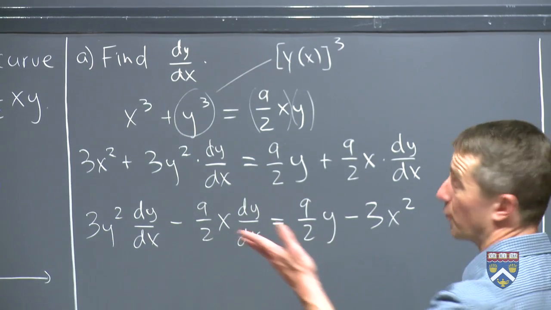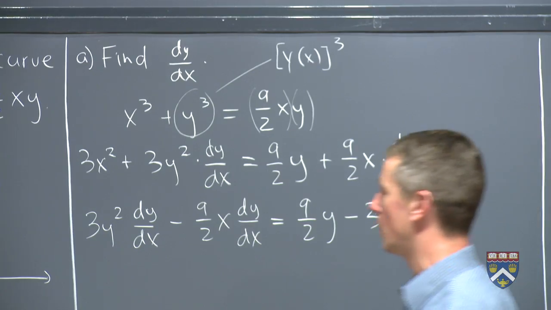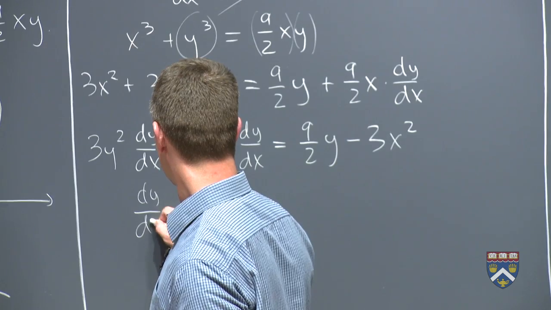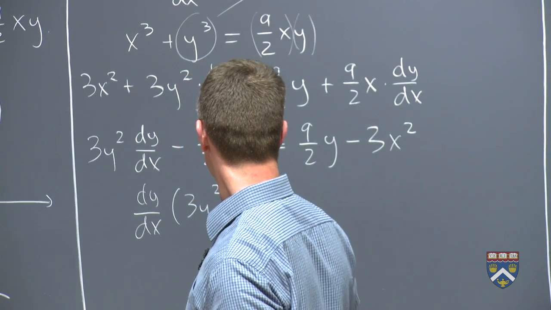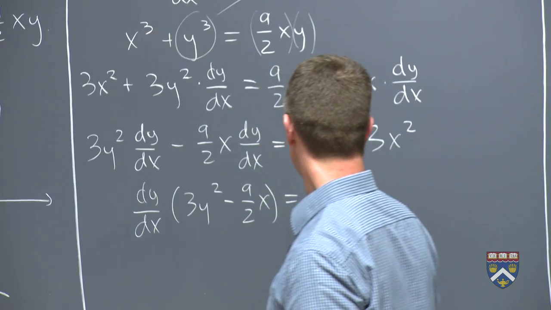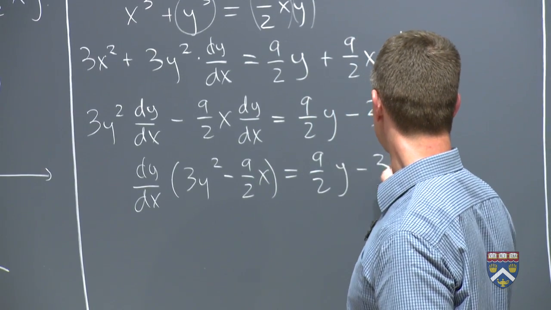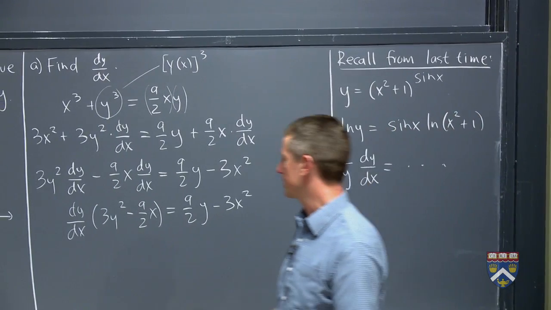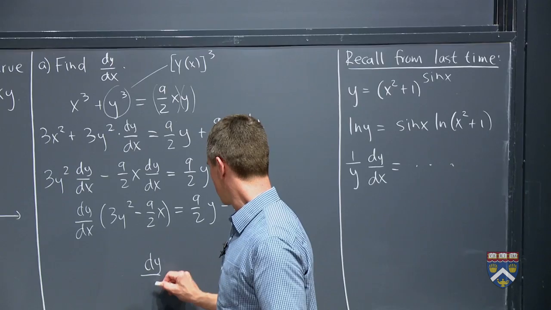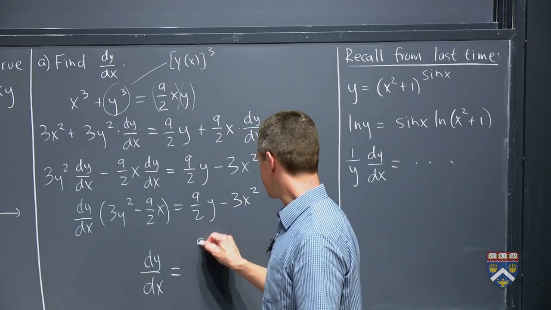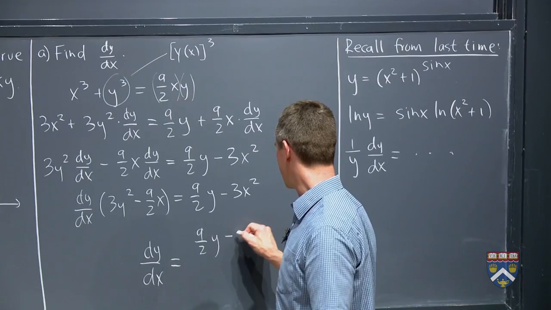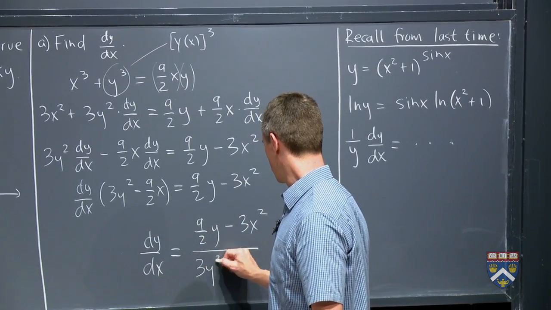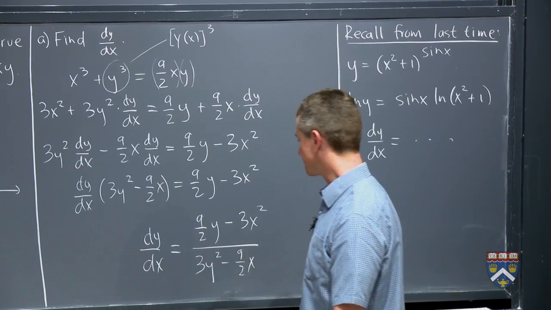So the next step would be, we don't really like to have two dy dx's. We'd like to have just a single one. And we can accomplish that by factoring. So we can write dy dx times 3y squared minus 9/2 x equals 9/2 y minus 3x squared. And now we're almost done. All we have to do is divide to get a formula for dy dx. So there's our derivative. dy dx equals 9/2 y minus 3x squared over 3y squared minus 9/2 x.